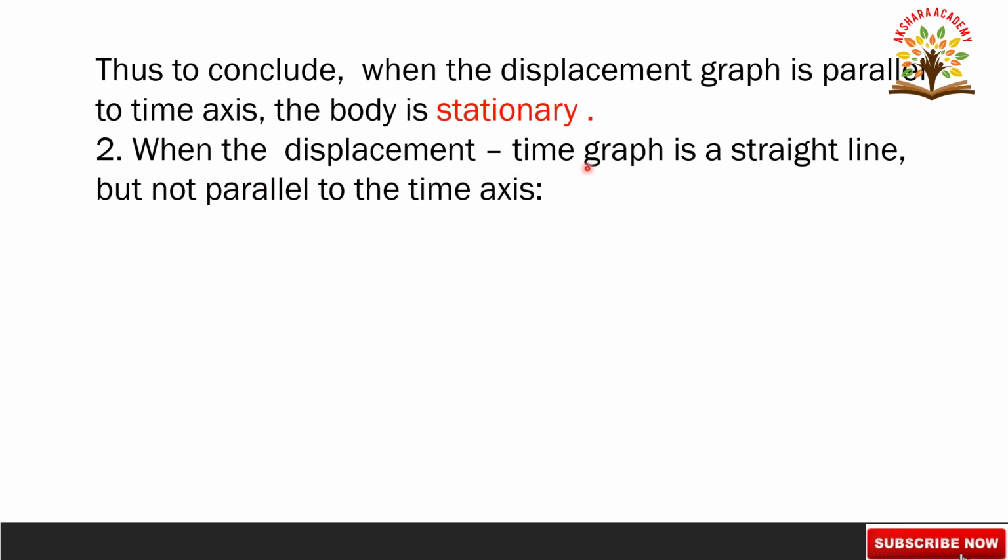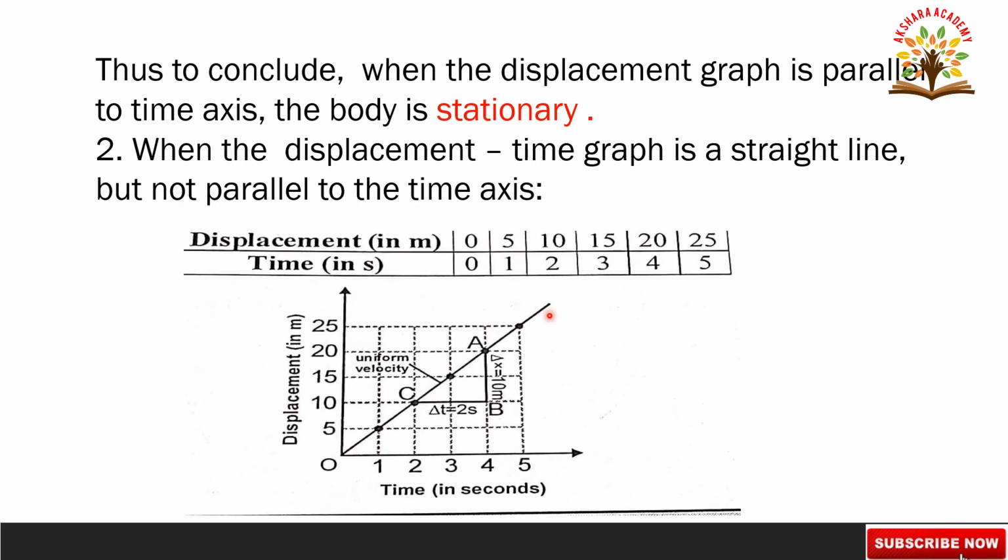When the displacement time graph is a straight line but not parallel to the time axis. Let us go to the figure below. This is the graph between displacement and time. Here the behavior of the displacement time graph is a straight line, which is not parallel to the time axis. Time is along the x-axis and the displacement is along the y-axis.